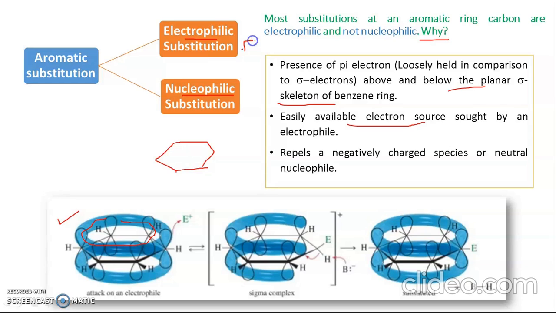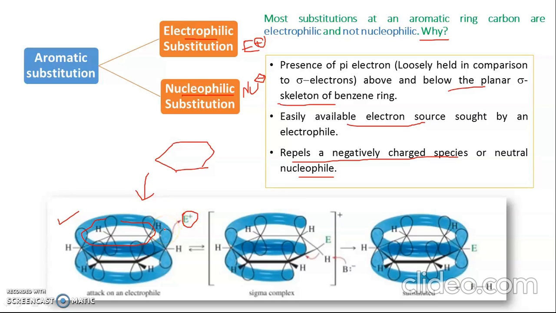So if it is electrophilic substitution, then suppose E plus is our electrophile, and if it is nucleophilic substitution, then this is the species, Nu minus. Obviously if a negatively charged species is coming towards this loosely held pi electron cloud, there will be some repulsion. It will repel a negatively charged species or a neutral nucleophile. Even if the nucleophile is neutral, there may be some lone pair of electrons. So it is not always that the nucleophile carries a charge. But in both cases there will be repulsion between these two negative charges. So that is the reason that electrophilic substitution is more common.